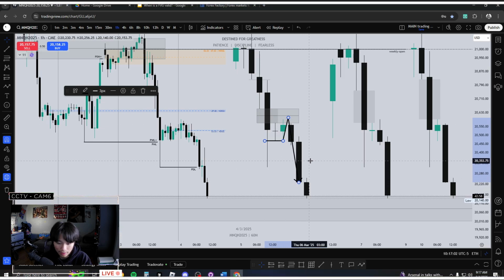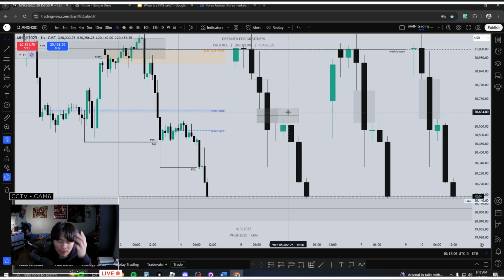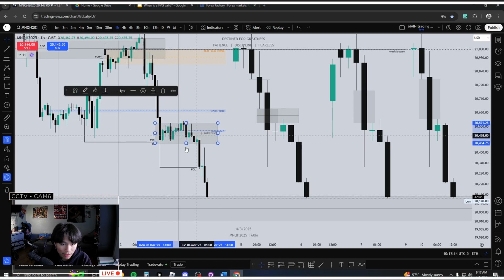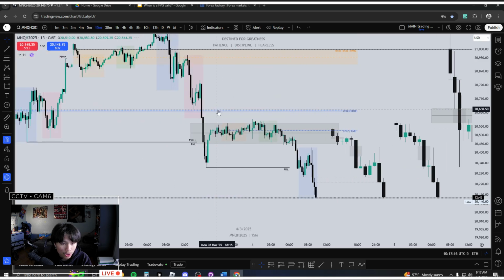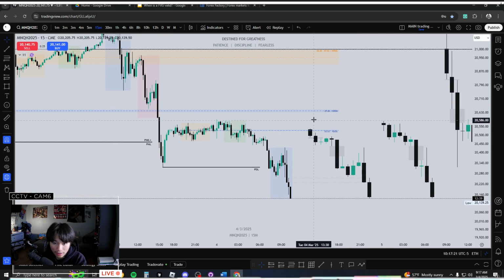That's when you know when a fair value gap is going to be valid or not, right? So in this entire time frame right here, in all of this consolidation, we shouldn't be looking for any bullish fair value gaps because we know the narrative is lower prices.